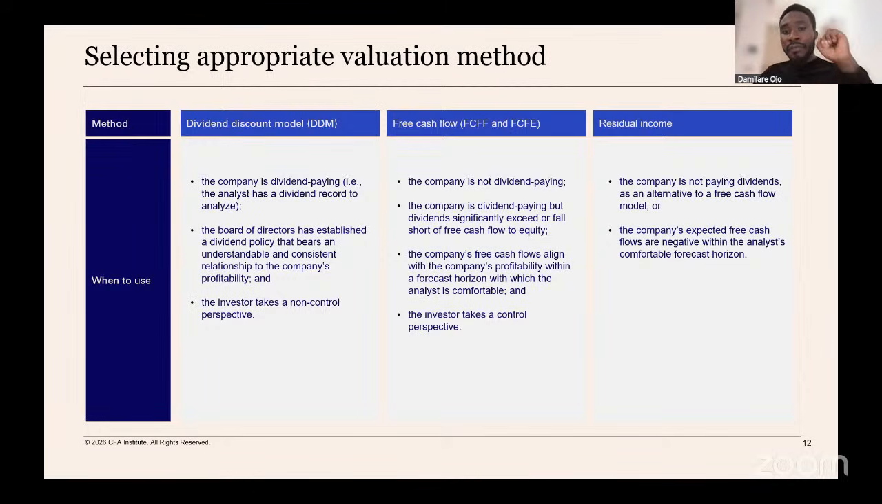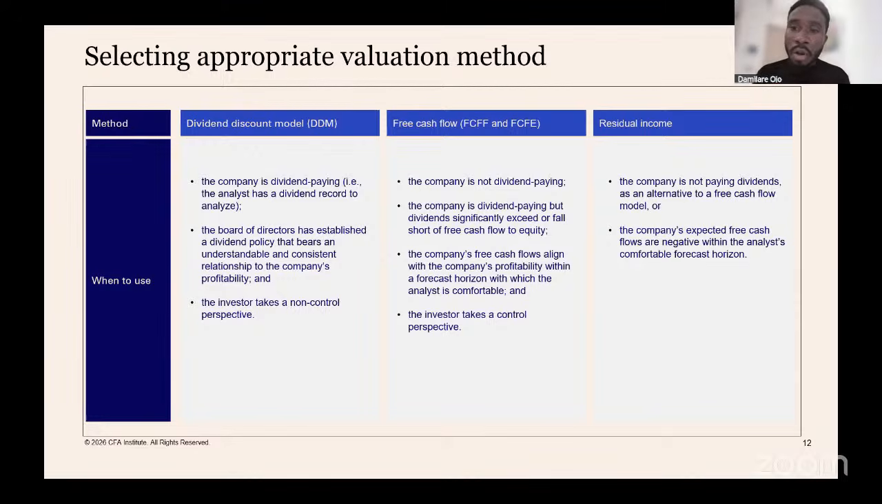So remember, even the fact that a company is paying dividend is not the only reason why you should use DDM. A company can be paying dividend, but it might still be appropriate to use FCFE, especially if the investor is taking a control perspective, then you should use free cash flow method. If the company is paying dividend, but dividend is not consistent with free cash flow to equity, you should use FCF method. So please watch out for that. So don't just see the company is dividend paying and then you say, oh, dividend discount model is the answer. No, you have to look for other criteria within the question or the scenario that you are given.